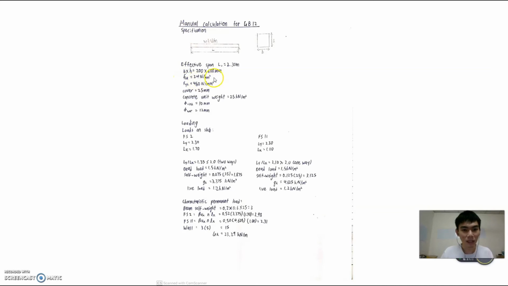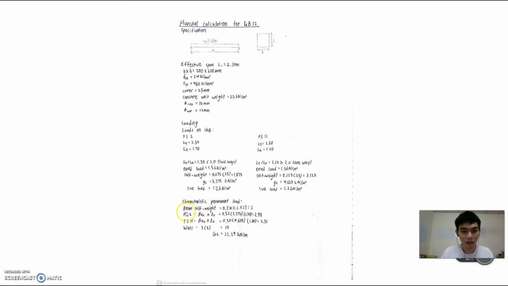For the characteristic strength of the concrete, characteristic strength for the steel reinforcement and cover and concrete unit weight, diameter of link and diameter of bar. So next is the loading. So the loading added on the ground beam 12 is from the slab of FS2 and FS11 and also the brick. So next, this is the characteristic permanent load.